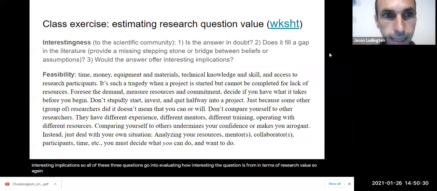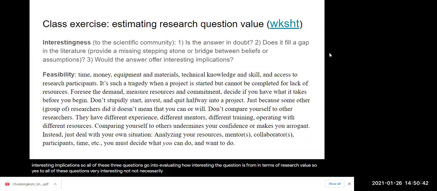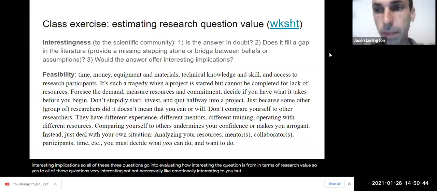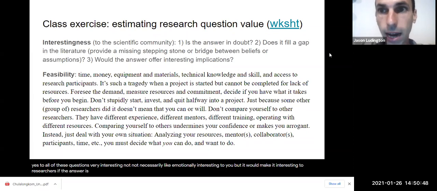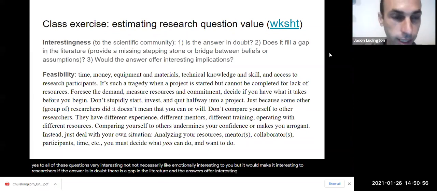So a yes to all of these questions would make it very interesting. Not emotionally interesting to you, but it would make it interesting to researchers. If the answer is in doubt, there's a gap in the literature, and the answers offer interesting implications.